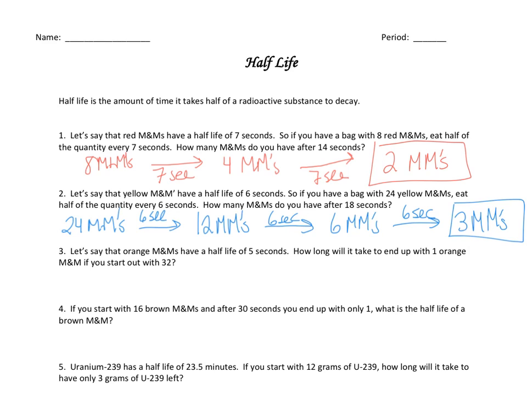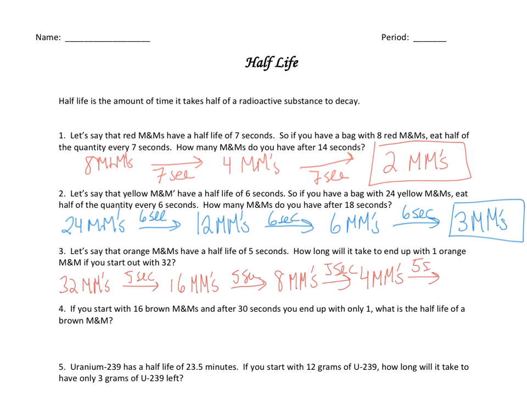So this time we have 32 M&Ms. Its half-life is 5 seconds. So after 5 seconds, half of 32 would remain, so that's 16 M&Ms. Then after another 5 seconds, we'd have half of 16, which is 8 M&Ms. Another 5 seconds, we'd have half of 8, which is 4 M&Ms.